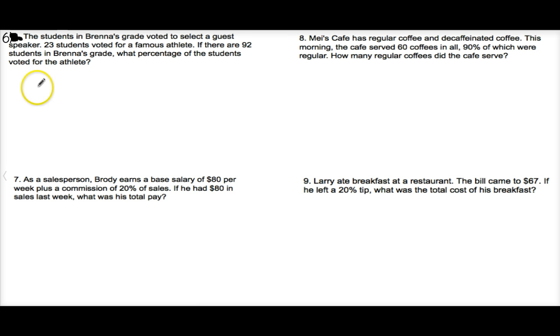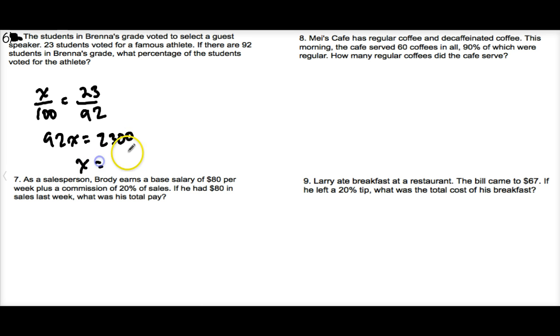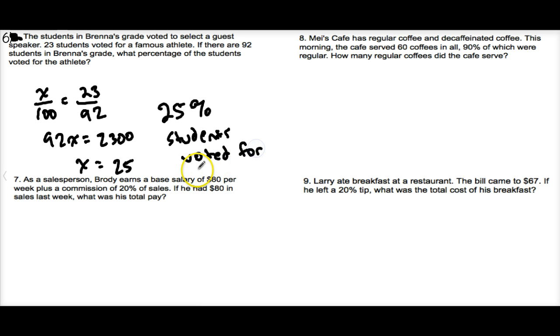So this is going to be set up as we don't know the percentage. So that's going to be X over 100 and 23 over 92, because that's the students that voted for the famous athlete. And then there's 92 total students in the grade level. So the 92 goes on the bottom. That's the total. And this is the part. And again, we cross multiply and we get 92X over 2300. And then X equals 25. So it'll be 25% of the students voted for the athlete.